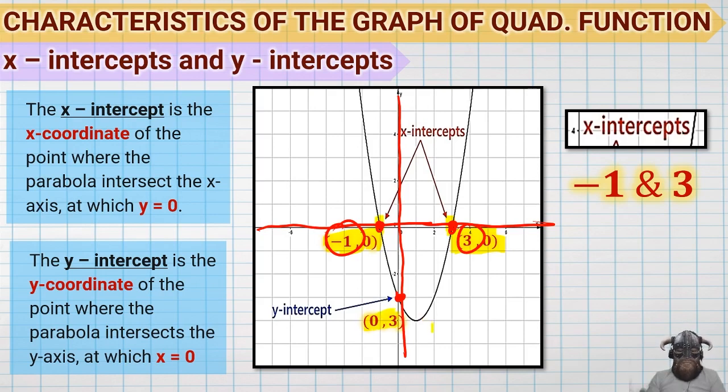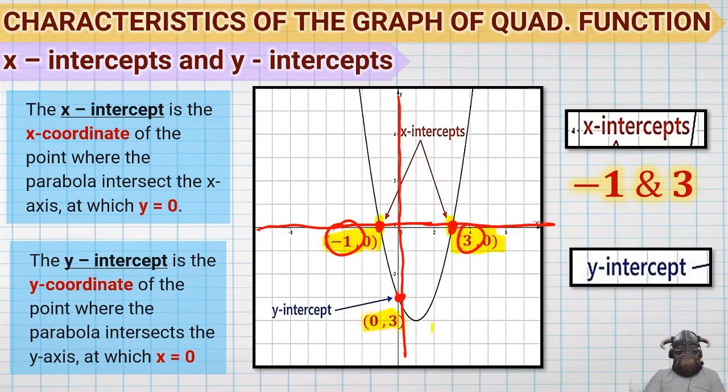Ang y-intercept natin is not exactly the coordinate 0, 3, but rather just the value of y when x is equal to 0. That is just 3. So, that's how we define the intercept of a quadratic function. X and y intercepts.